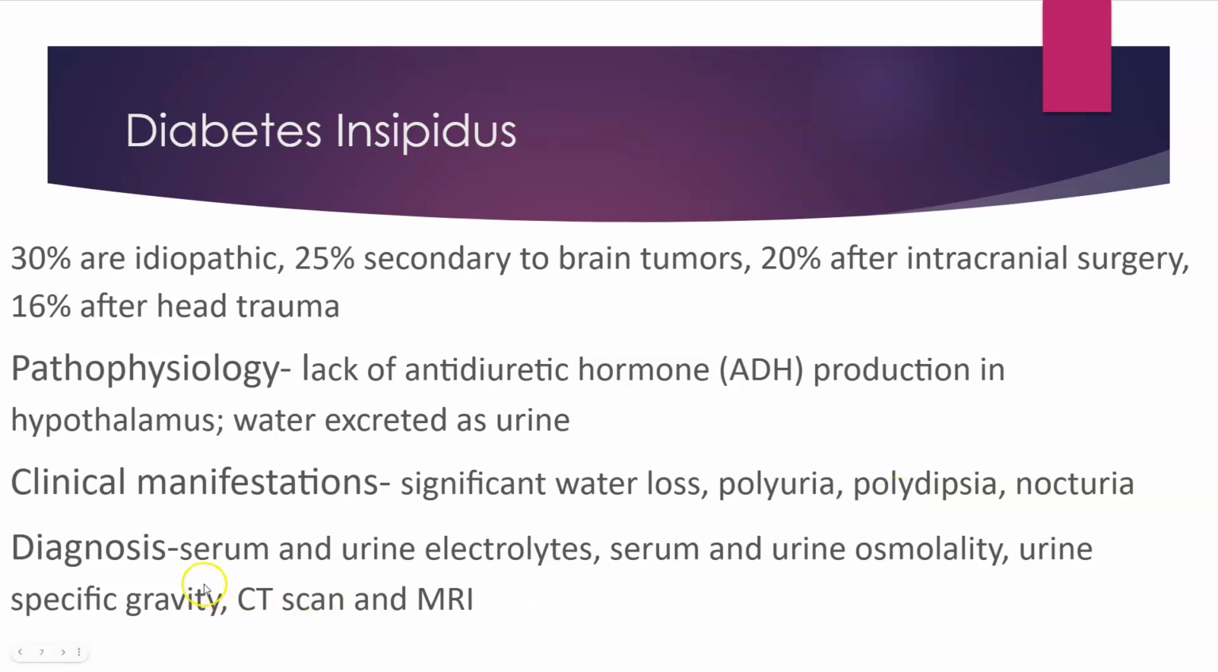So for diagnosis, serum and urine electrolytes is a way to do this. Looking at serum and urine osmolality, trying to see the concentration of this. Looking at specific gravity, trying to see how concentrated the urine is. And then you can do CTs and MRIs to see if anything's pushing on things, like tumors or ICP.